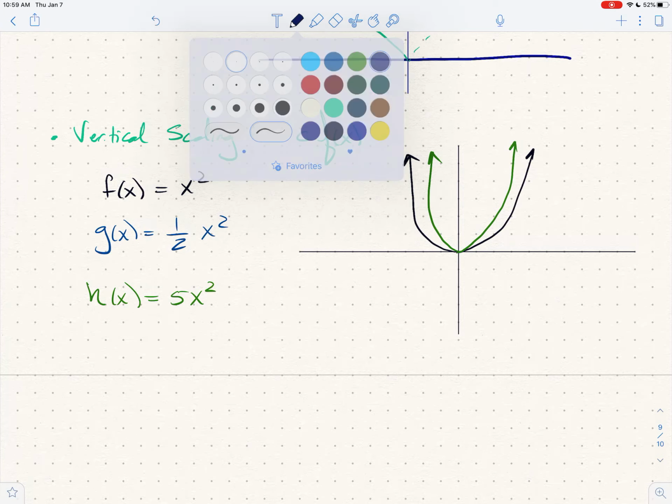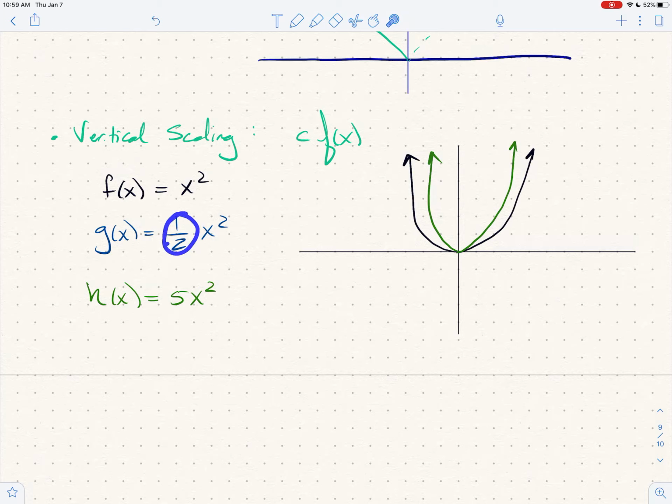Whereas 1/2 x squared, you're multiplying by a number less than 1. That's going to grow slower, right? All the outputs are cut in half, so that's going to look a lot flatter. That's supposed to be blue. Hopefully you can see that as blue. It's going to look a lot flatter and look like that.